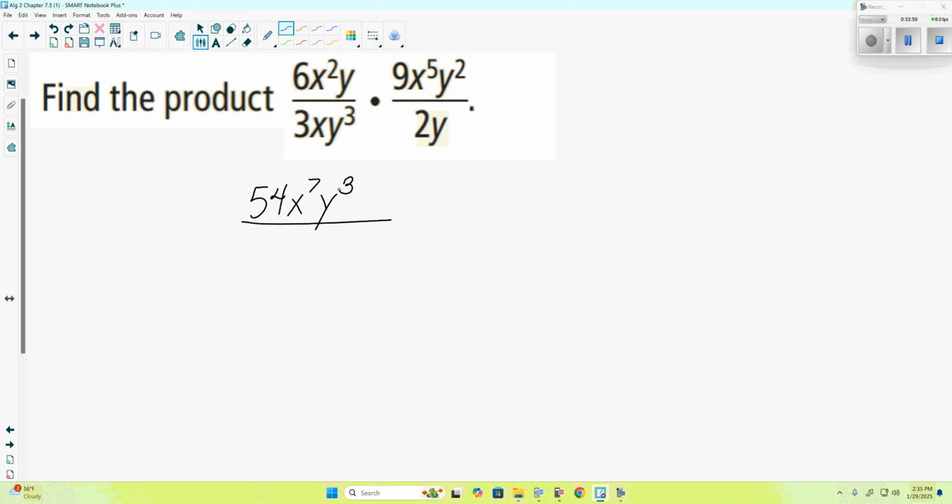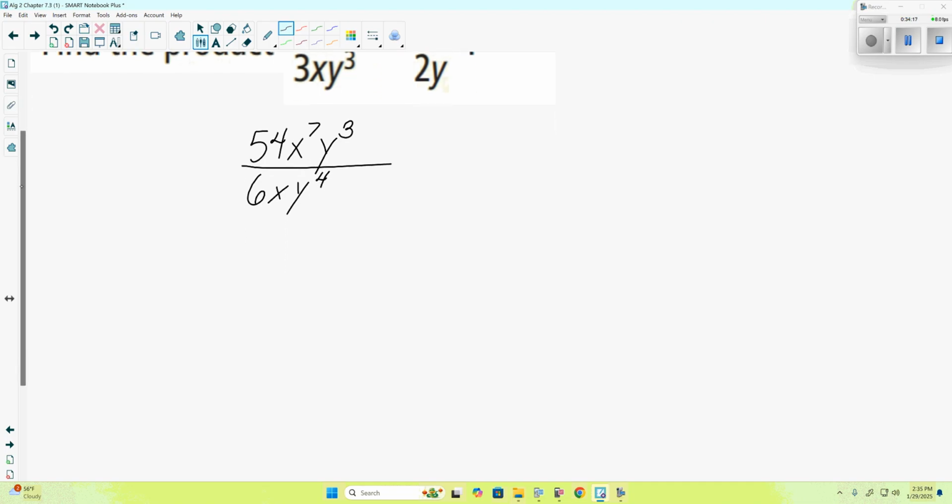The bottom, 3 times 2, 6. X, well, there's only one x on the bottom of either one, so it's just going to be x. Y cubed times y, y to the fourth. Questions on this here? Now 54 over 6, both have a common factor of 6.